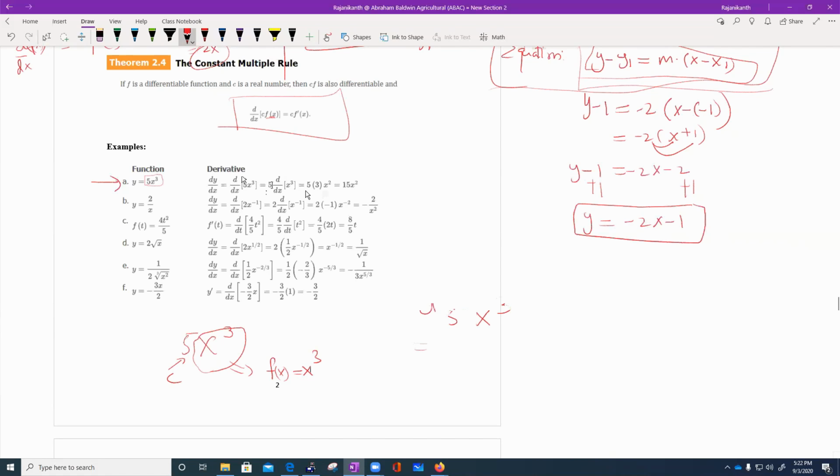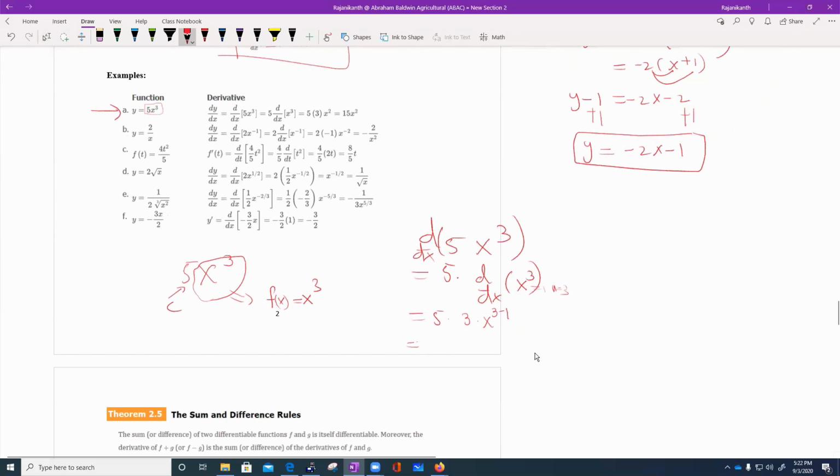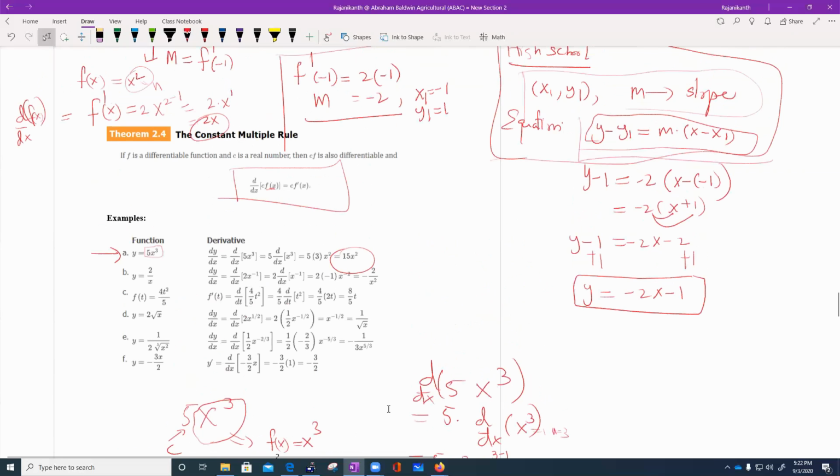So if you want to find the derivative of 5x cubed, you just write down 5. Now find the derivative of simply x cubed. Now we know how to find the derivative of x cubed. n is now 3. So if you look at that formula, now n is 3. The formula says n times x to the n minus 1. Now n is 3, so 3 minus 1. This will give you 5 times 3 is 15, x to the 3 minus 1 is 2. So that is why you got the answer 15x squared.